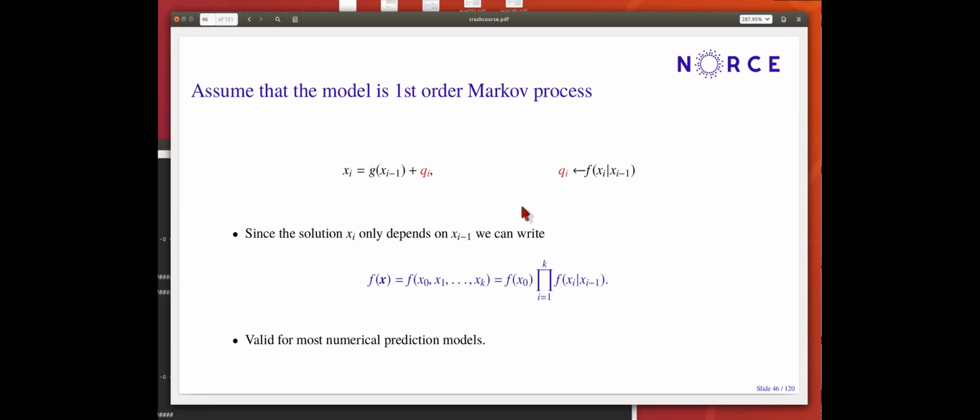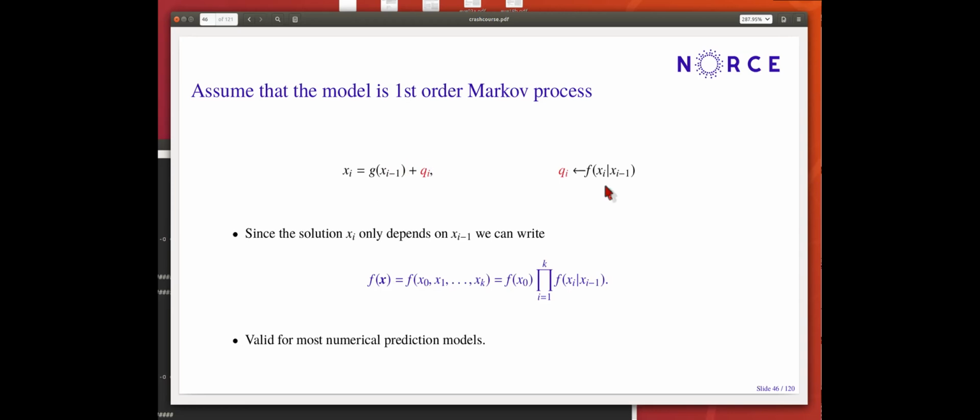And then we are going to make two assumptions. The first one is that the model is what I call a first-order Markov process. That means it's a model that I integrate forward in time, and the solution at time i only depends on the solution at the previous time. So it's an explicit forward integration of the model. First order means that it doesn't depend on any previous times. Given the solution at time i-1, you can compute the solution at the next time step.